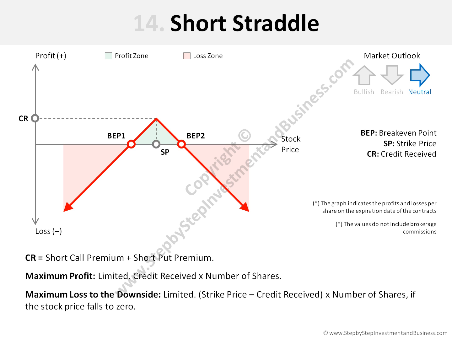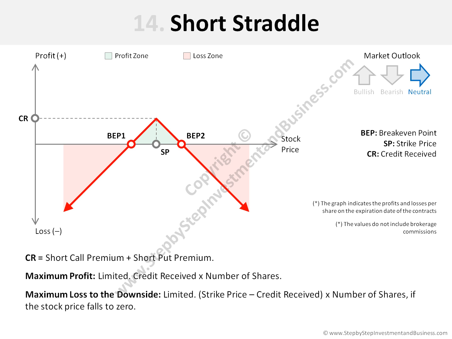The credit received for initiating the position is given by the premium received for the call plus the premium received for the put. The maximum profit on this strategy is limited. The most we can make is equal to the credit received multiplied by the number of shares. With this strategy, we are exposed to losses in either direction.